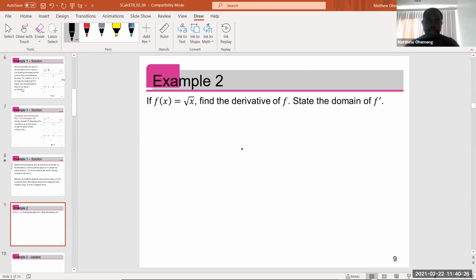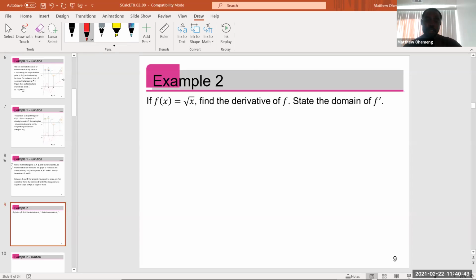Okay. Now, with that said, let's look at this question. This question is saying, if f of x is equal to the square root of x, find the derivative of f. State the domain of f prime. So to solve this, let's first find the derivative of f.